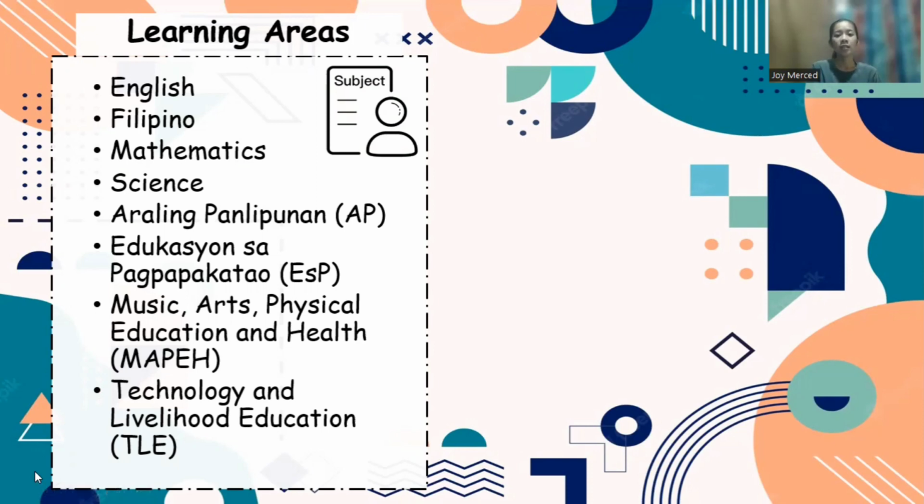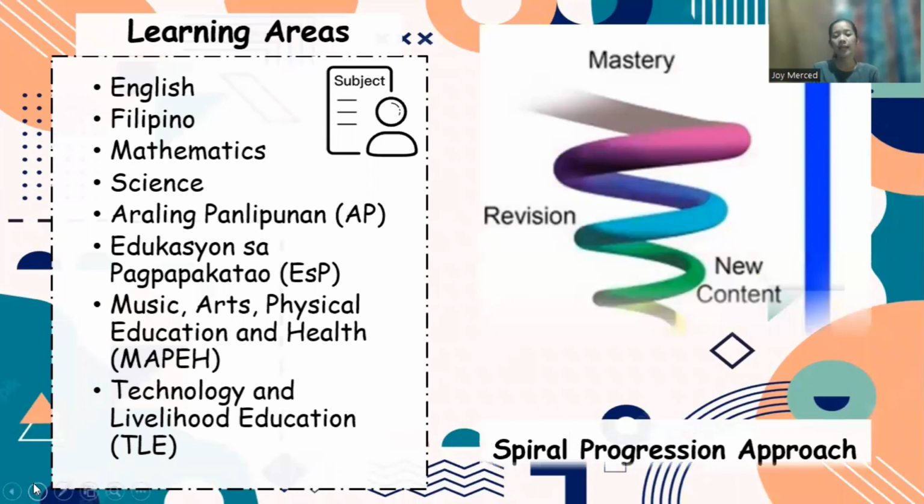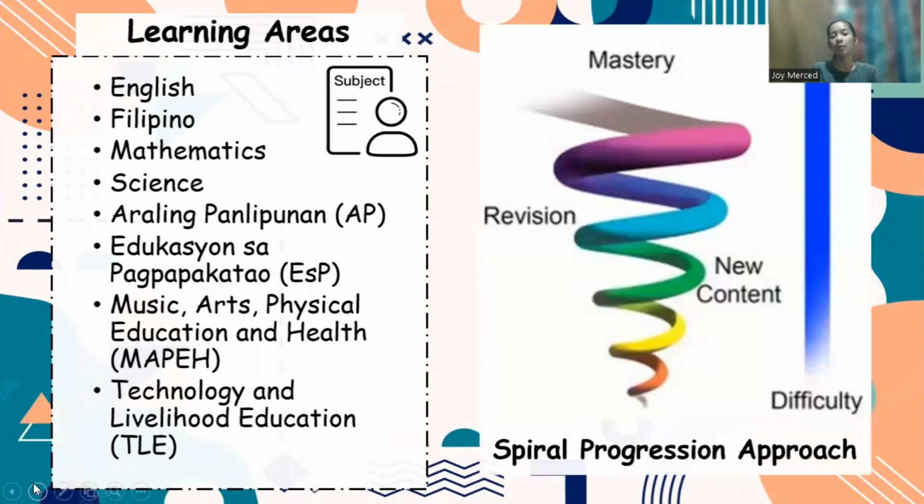All learning areas in junior high school and senior high school have a curriculum guide. It has grade level standards, the content standards, and the performance standards that are seen for each quarter. The curriculum of junior high school utilizes a spiral progression approach. This is clearly demonstrated in the teaching of mathematics and science.